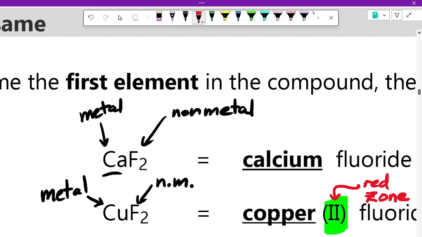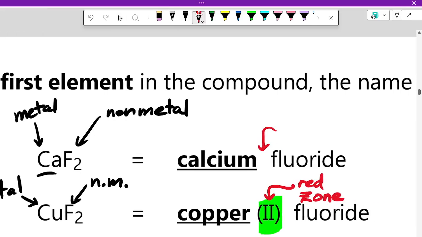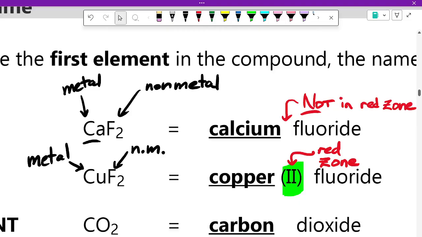Did calcium have a Roman numeral? Do you see a Roman numeral? No, that's because calcium is not in the red zone. We only use Roman numerals for elements in the red zone, and there are no nonmetals in the red zone. So the Roman numeral is always like a middle name, and it goes in brackets in the middle of the name. Okay? So these are all ionic because it's metal and nonmetal.